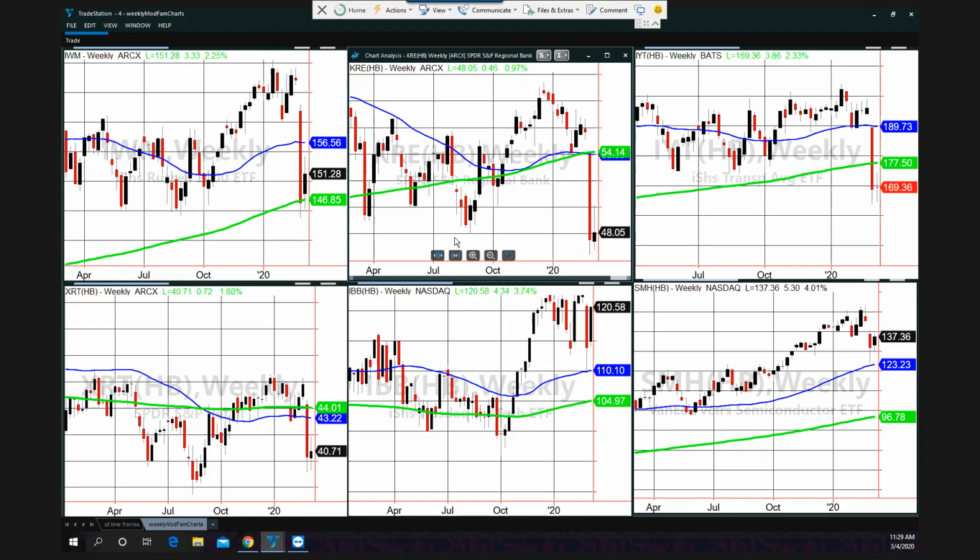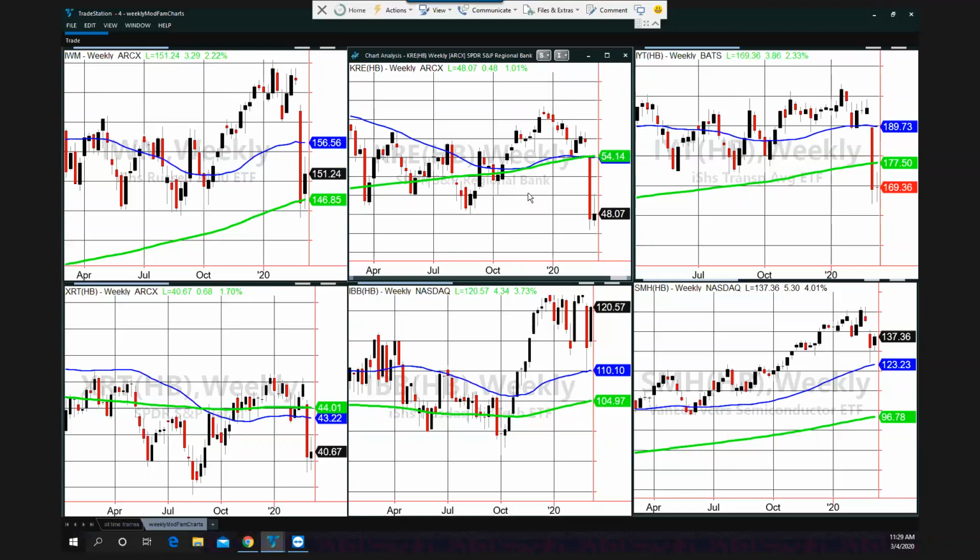So we would really have to see at the very least maybe a hold here at 48. And as we go into the end of the week, we'd want to see if this thing can get back up to 50. And then maybe we can say that the worst is over. But looking at this, it certainly looks pretty dismal.